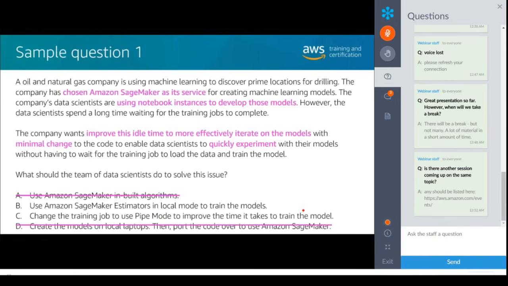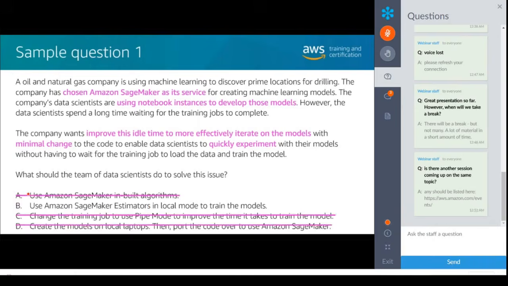So A, we're just talking about which algorithms to use, right? So A, you know, it doesn't really help us. And then B, so these lines are going through the wrong things, by the way. Use Amazon SageMaker estimators in local mode to train the models. Local mode means that we're actually doing the training locally on the system, right? So I'm not a fan of that either. So again, these lines are going through the wrong thing. It should be A and B that we've eliminated first, okay? So now we have, oh, sorry, not A and B. This is correct. So it's A and D.